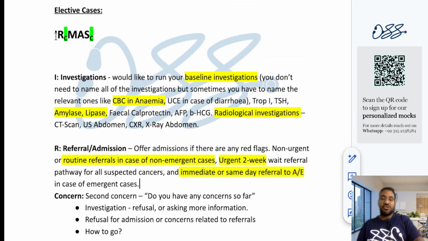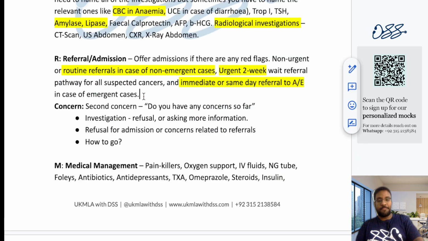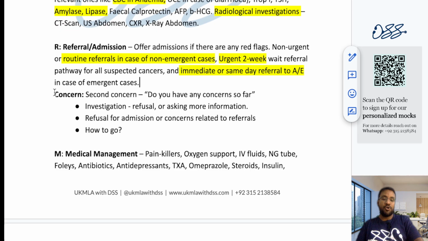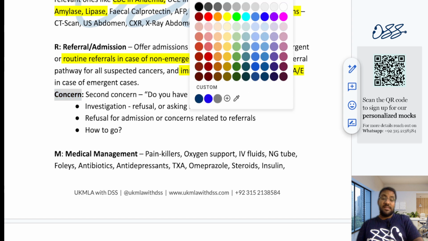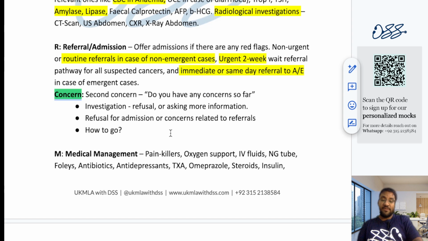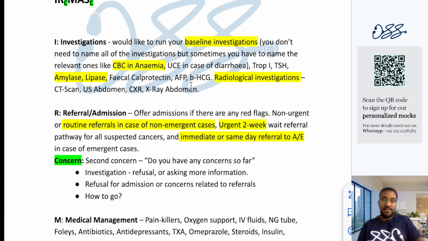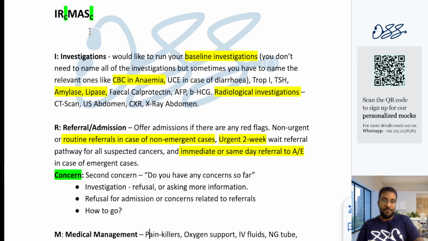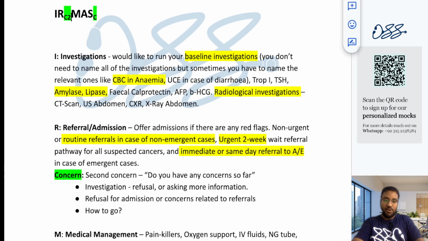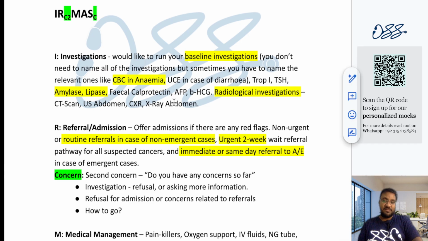So I and R is covered. Now let's move on to the C, the concern. A lot of people are in such a hurry to get to the medical management that they never ask about the C2, that is the second concern. Let me just put a 2 over here so that you know this is a second concern.